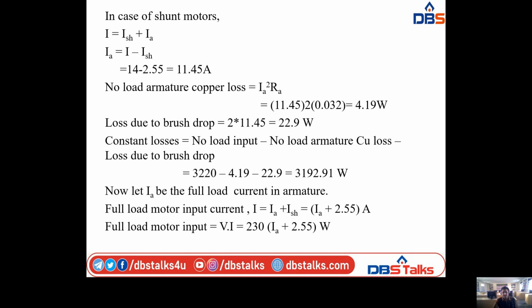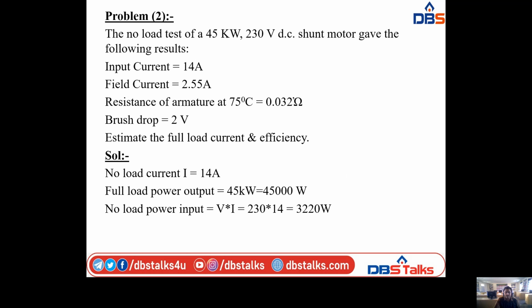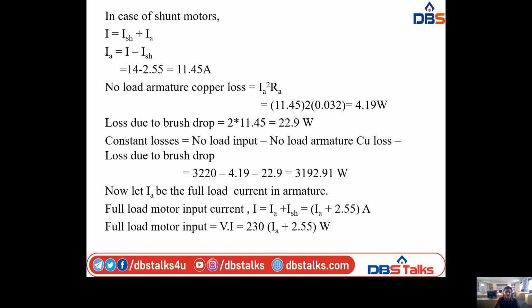Okay, next, so in case of shunt motors, in the previous problem also we taken this relation. So current I is equal to shunt field current plus armature current. So we already know the values of the current and shunt field current. That's why I am taking the armature current, that is IA is equal to I minus ISH. So in the problem they given that the input current, that is 14 amperes, minus shunt field current they already given 2.55 amperes. 2.5, that is the field current. So field current for DC shunt motor is the shunt field current, that is 2.5 amperes. Substitute here we have the armature current, that is 11.45 amperes.